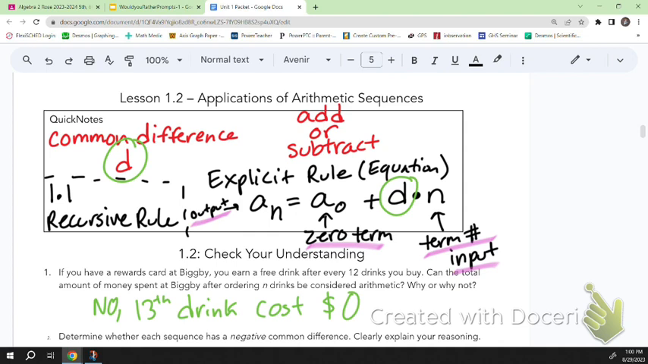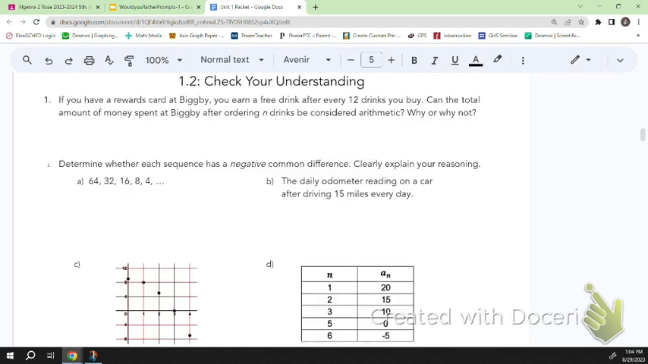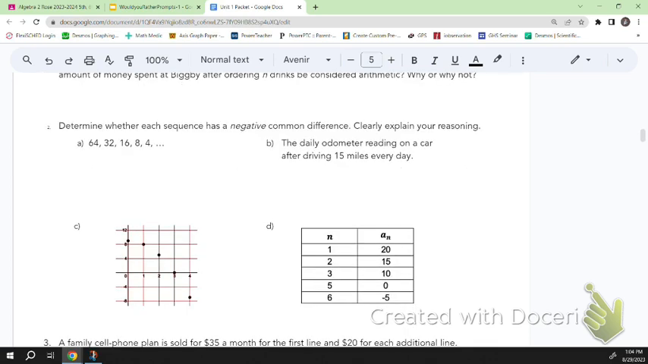Great. Negative common difference. What is a negative common difference? It's going down. Good. It's going to be going down. Let's see. You've got some examples here, A, B, C, D. I want you to turn and talk to your teams. Determine whether each sequence has a negative common difference. Explain your reasoning. You're looking for a negative common difference. Does it have it?